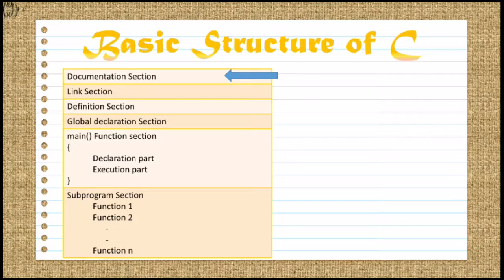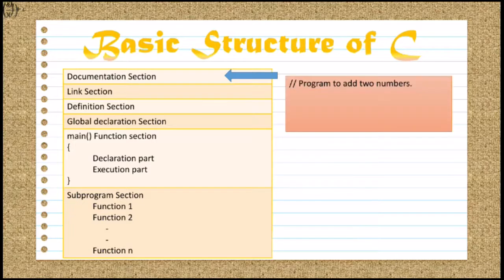If you want to write comment in a single line, then use the single line comment. Single line comment is declared using // symbol. For example, if you want to write the name of the program and if the program is for adding 2 numbers, then you can write the single line comment as // followed by program to add 2 numbers.